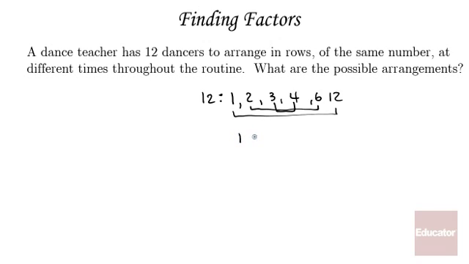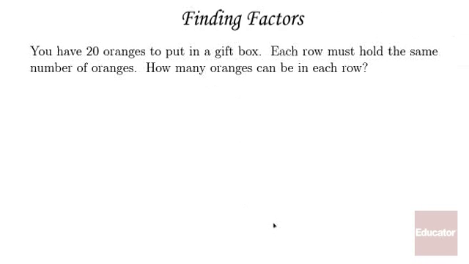So one student in 12 rows, or 2 students in 6 rows, or 3 students in 4 rows, or 4 students in 3 rows, or 6 students in 2 rows, or all 12 students in 1 row. These are all the possible arrangements.